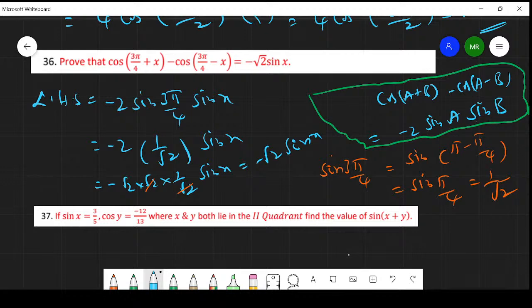Now I am going to do the next problem. I hope you understood this. Is it clear? Please ask me if you have doubt. You can ask me, I will repeat. See the next one now.